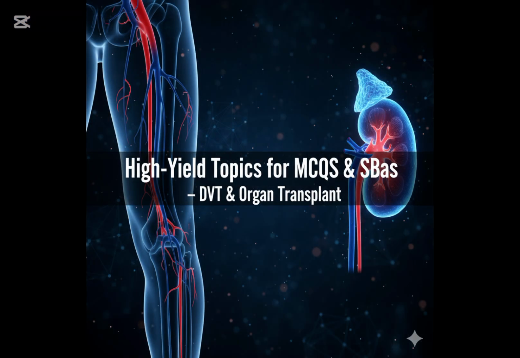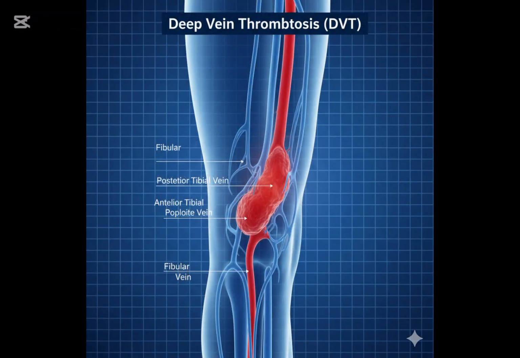In today's video, we are diving into two high-yield topics you will definitely come across in your MCQs and SBAs: deep vein thrombosis and organ transplantation. Let's make these concepts simple, logical, and easy to remember. Let's start with deep vein thrombosis.